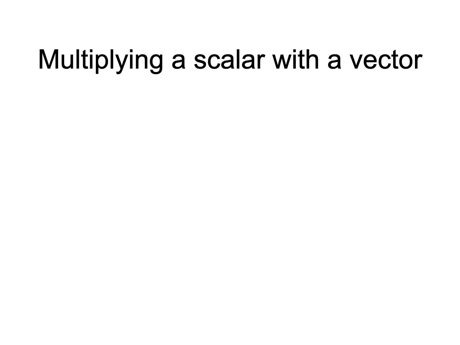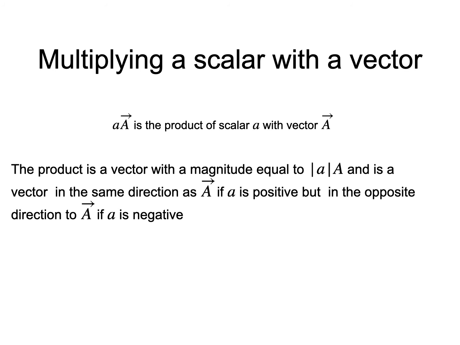Let us consider the product of scalar small a with vector capital A. The result is itself a vector. The magnitude of the vector product is the product of the absolute value of scalar small a with the absolute value of vector capital A, which is the same thing as the magnitude of vector capital A. The direction of the vector product is the same as vector A unless the scalar small a is negative, in which case the direction would be reversed.